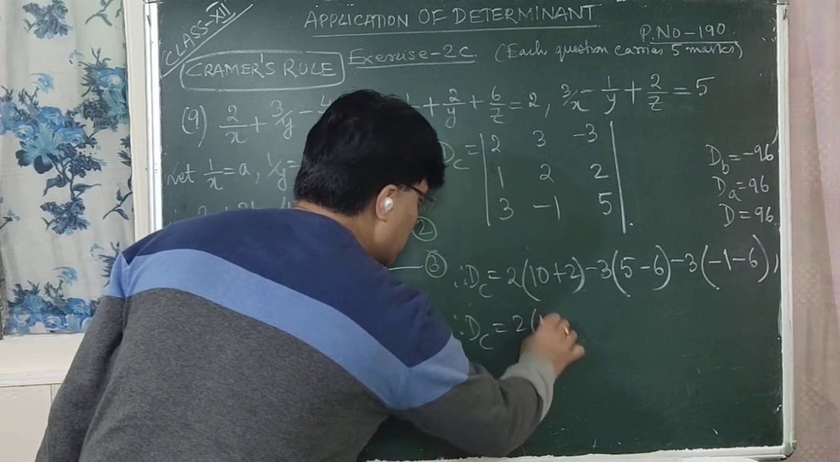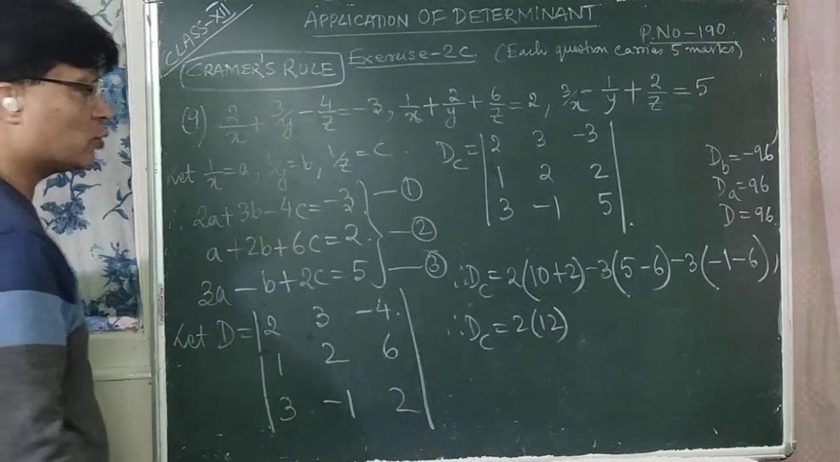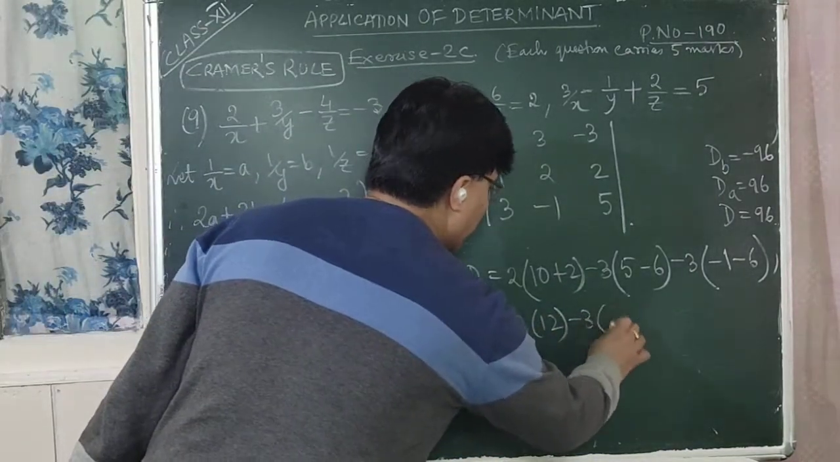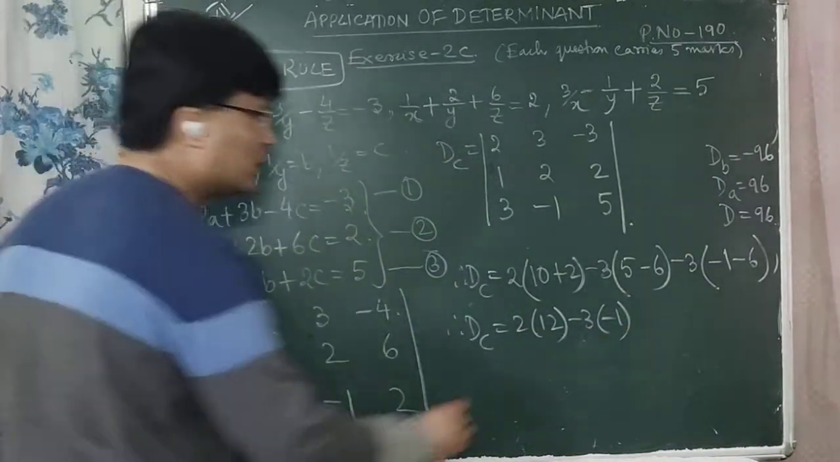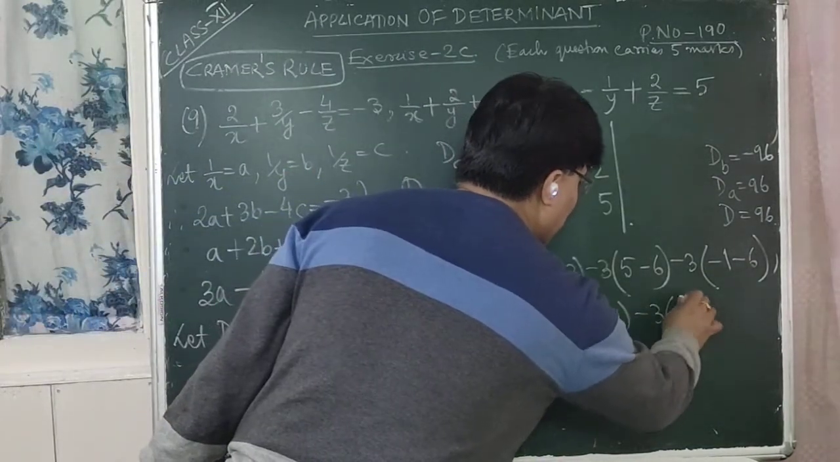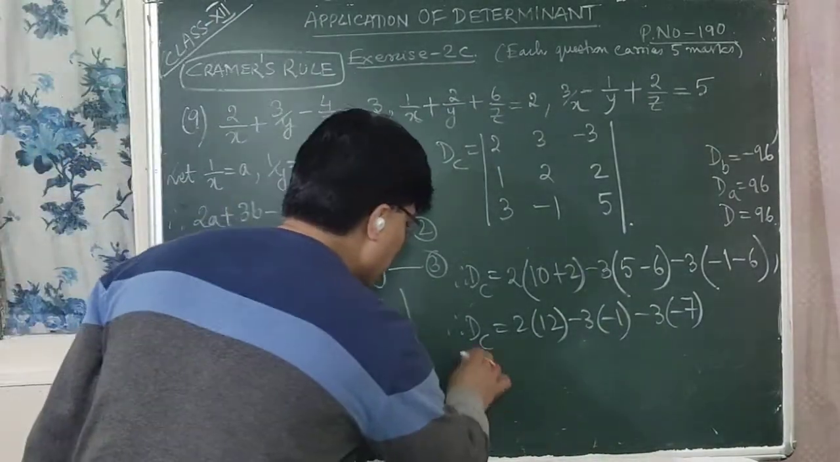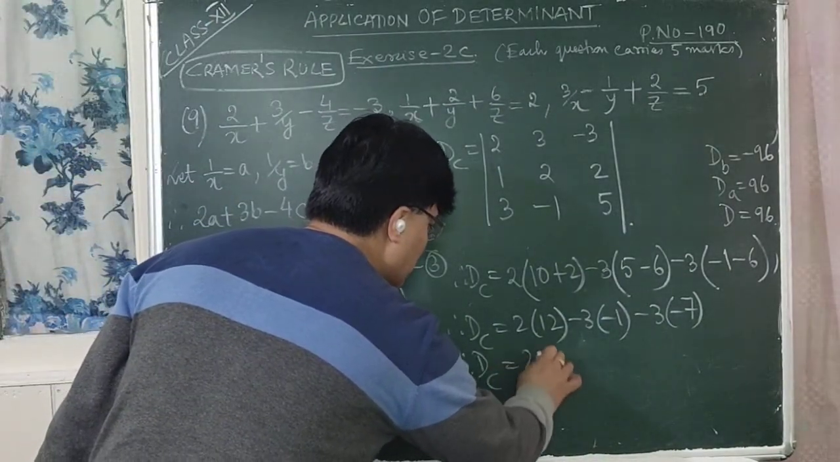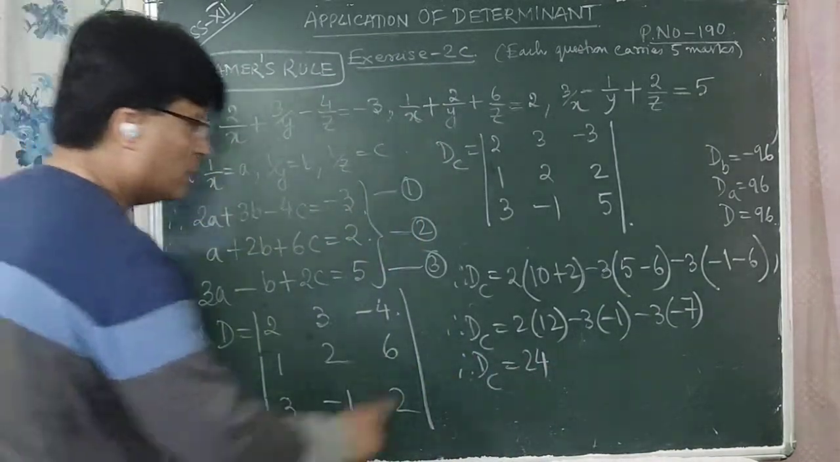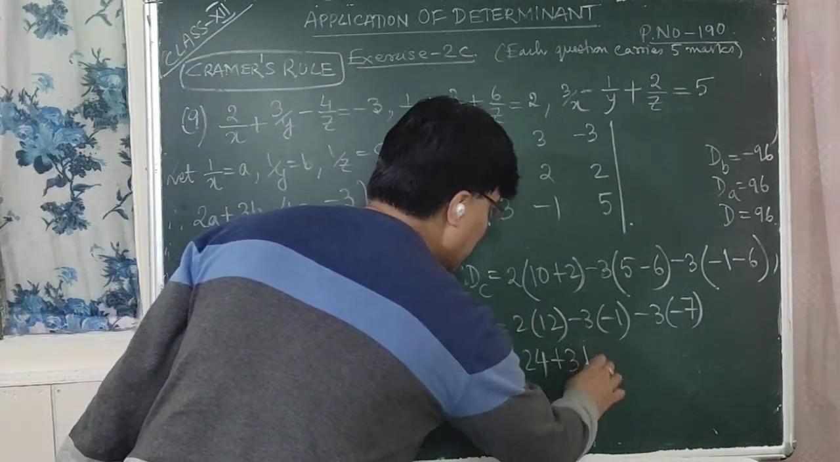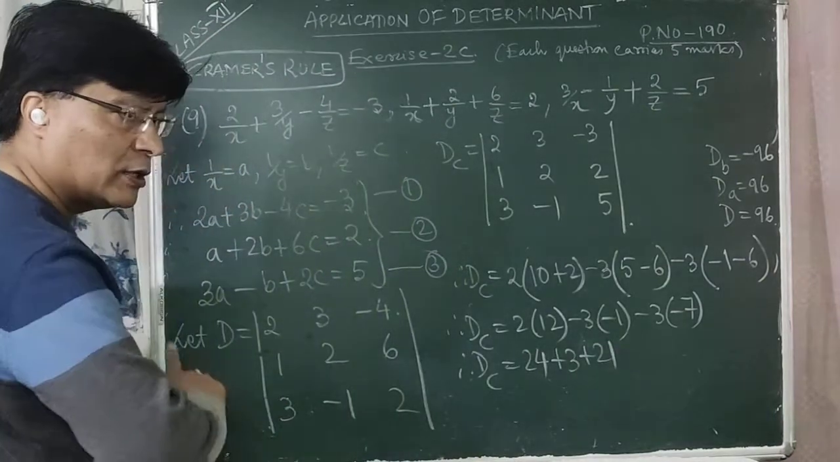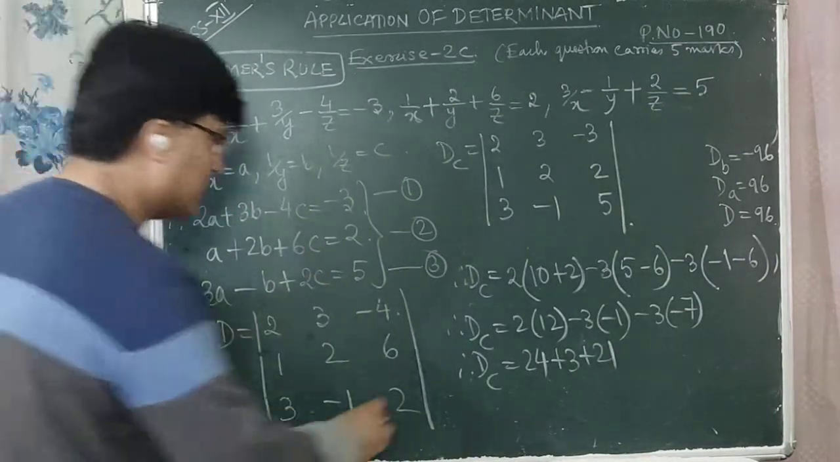DC is equal to 2 into 10 plus 2, that is 12, minus 3 into 5 minus 6, minus 1. Minus 3 within bracket, minus 1 minus 6, that is minus 7. Okay? So DC is equal to 2 12s are 24 plus 3 plus 21. So all are positive, you can add them.